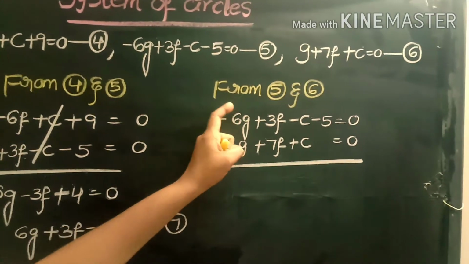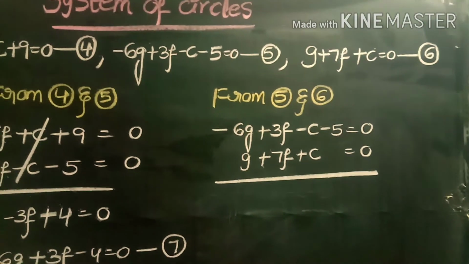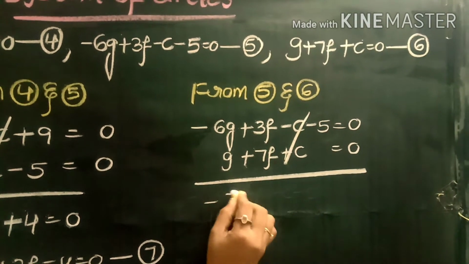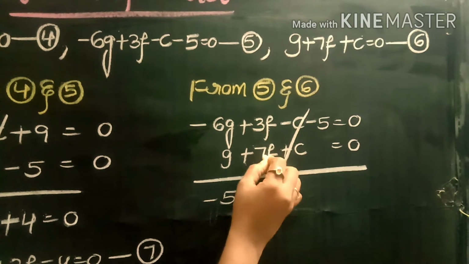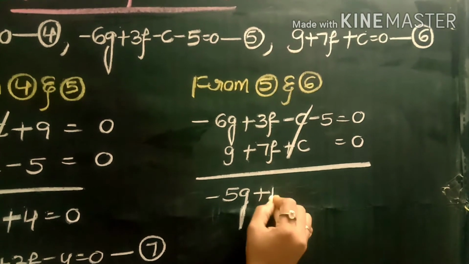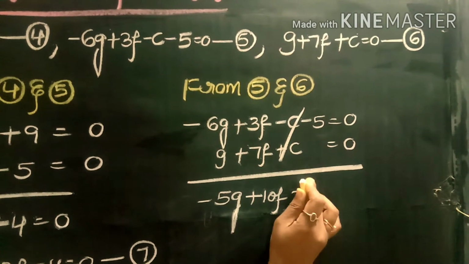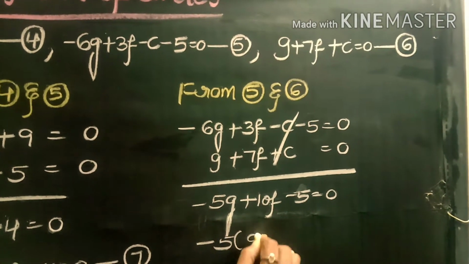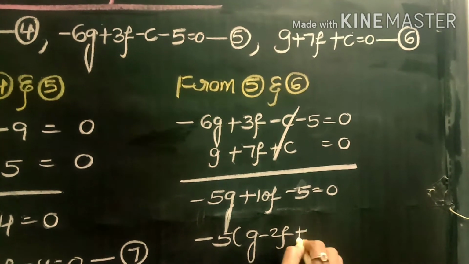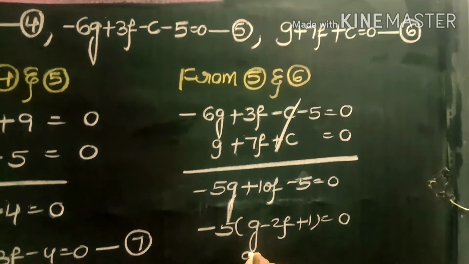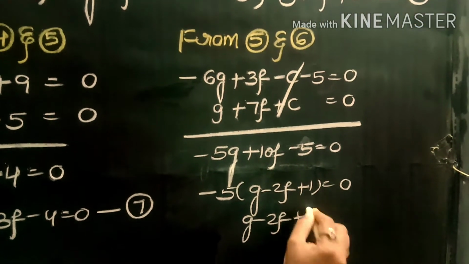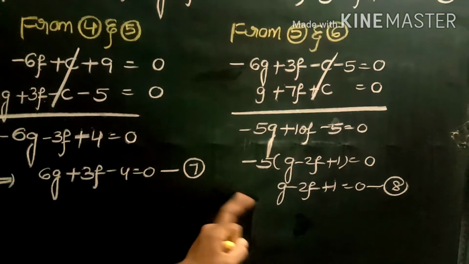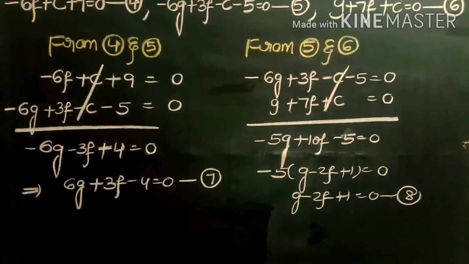Now from equations 5 and 6, just we are adding these two equations. Here also minus c plus c gets cancelled. Minus 6g plus g, that is minus 5g, 3f plus 7f is 10f, minus 5 equals to 0. Taking minus 5 common, that is minus 5 into g minus 2f plus 1 equals to 0, which implies g minus 2f plus 1 equals to 0, which is taken as equation 8. Now we are solving these two equations to get the values of g comma f.